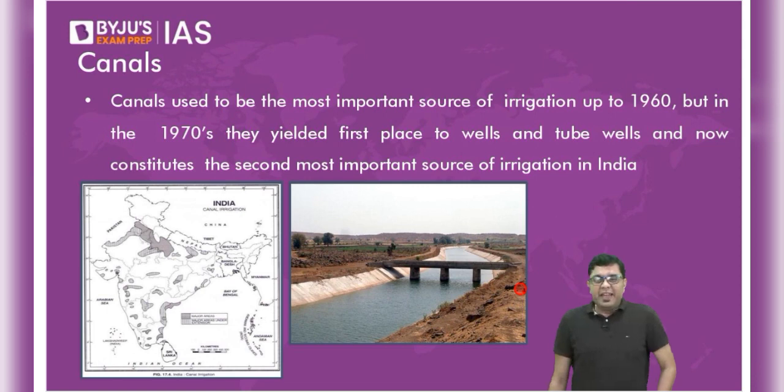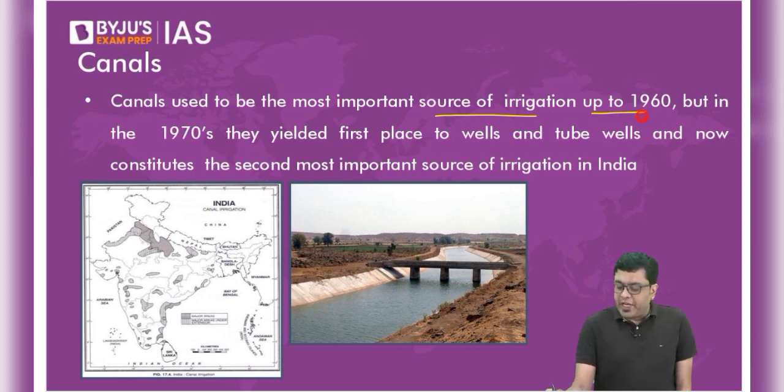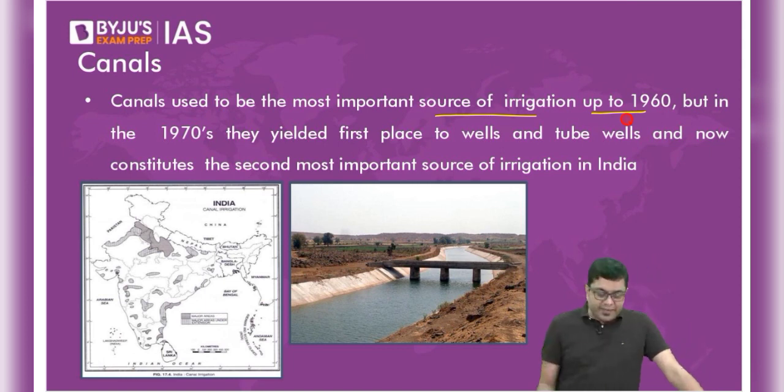Then we come across to canal irrigation. Now canals, they used to be the most important source of irrigation up till the 1960s, and from the 70s onwards, that is when wells and tube wells started coming into prominence.